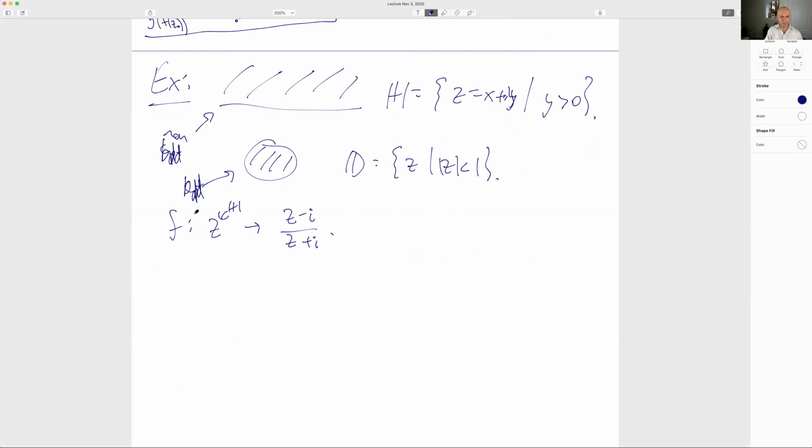All right, let's look at this. I claim this is a map from the upper half plane to the disk. So we have to show: is the absolute value of z minus i over z plus i less than 1 for z in the upper half plane? Is this true? Is there an easy geometric reason for this to be true?